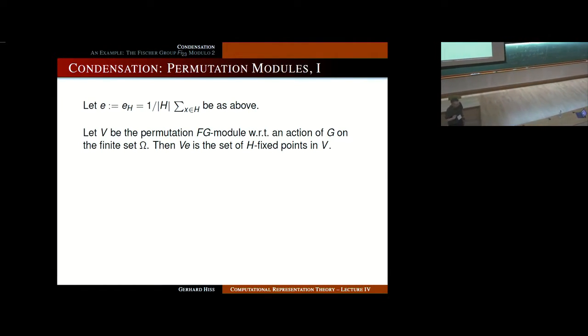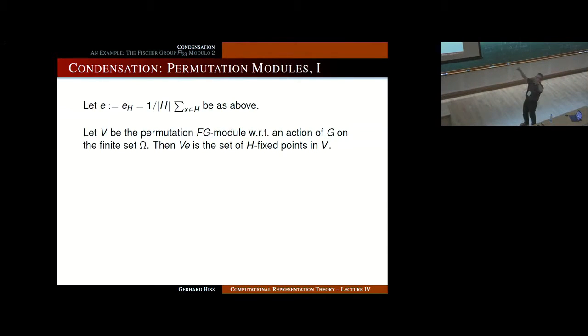You see, we want to take modules for the group algebra, representations for the group algebra, and we want to apply condensation to modules which have a huge dimension. Of course, we cannot make the module first and then condense. This is exactly the point. We have to be able to compute the condensed action before making the module. And of course, in certain situations, the module is given in a different way.